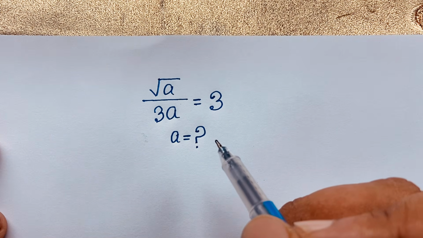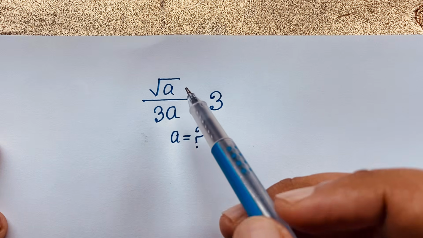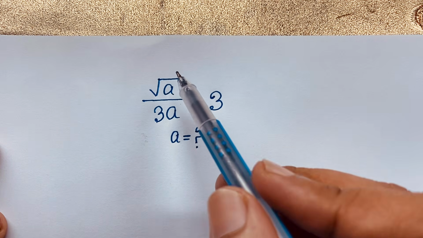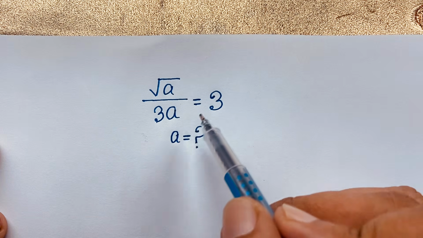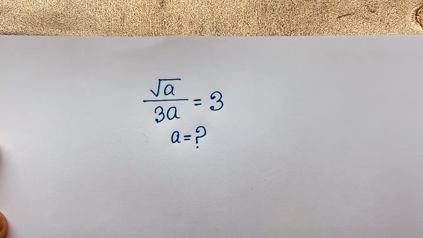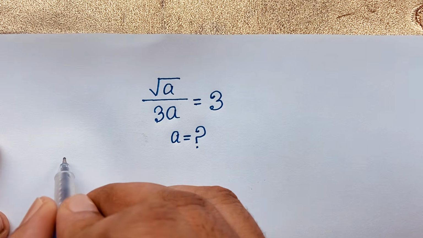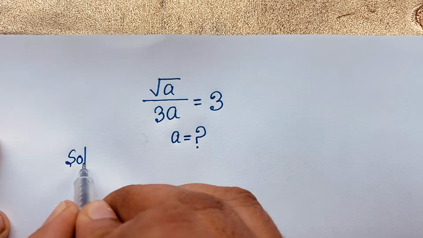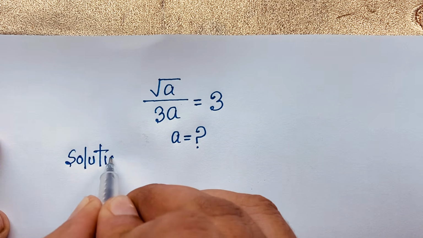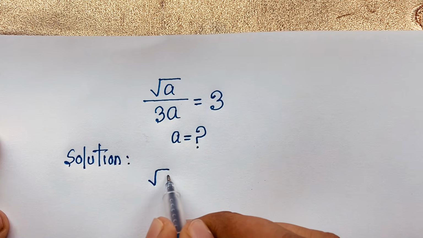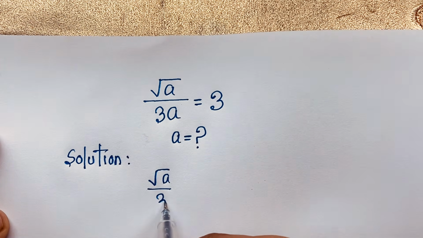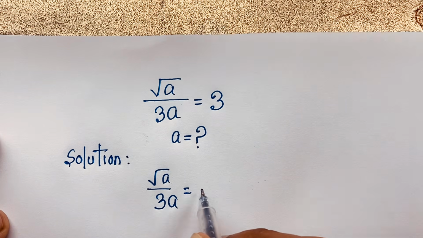Today we are going to solve an interesting radical math problem: square root a over 3a is equal to 3, what is a? How to solve this interesting math problem? So our question is square root a over 3a is equal to 3.